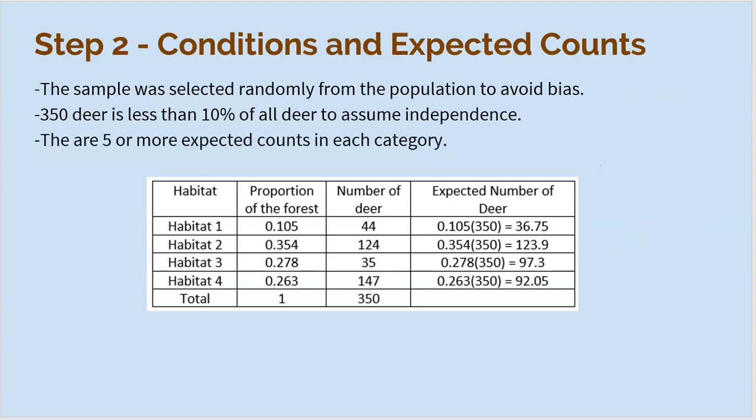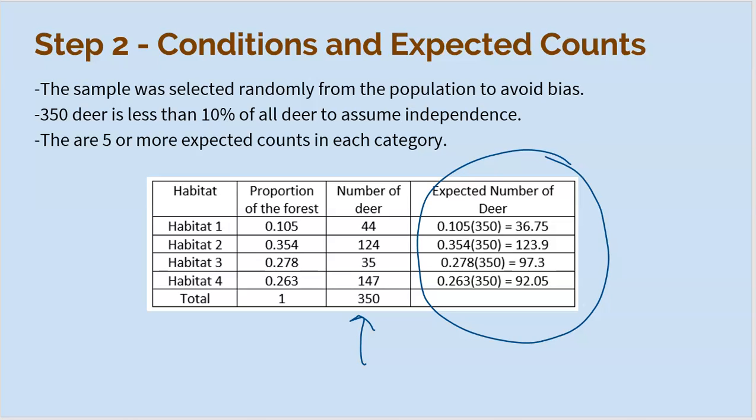All right, so step 2 is checking those 3 very basic conditions and actually getting the expected counts. Once again, the observed counts are given to you in the table. So I just added this new column here, which they love on the AP test when you organize your work. Where did I get these expected numbers from? Well, that was based on the proportion size of the habitat, because the null says that the number of deer should be equal to the proportion of the habitat.